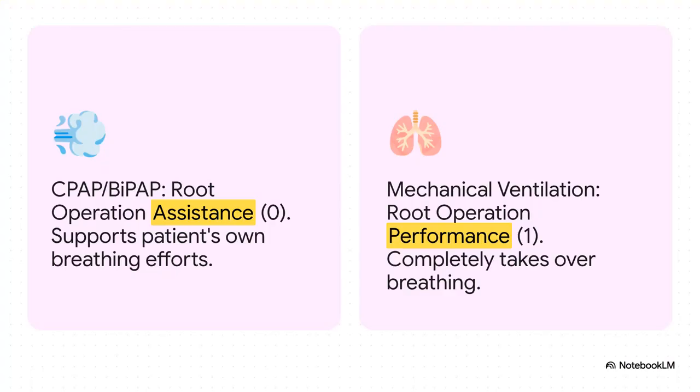Section 5, CPAP versus mechanical ventilation. As an inpatient coder, you are going to constantly see all sorts of respiratory support. The fundamental coding difference here boils down to merely assisting a function versus completely performing it. CPAP and BiPAP machines provide continuous or intermittent positive airway pressure, right? Meaning they support the patient's own breathing efforts. Because of that, they fall under root operation assistance, which is root operation 0. So, for example, a CPAP used for less than 24 hours would be coded as 5A09357.